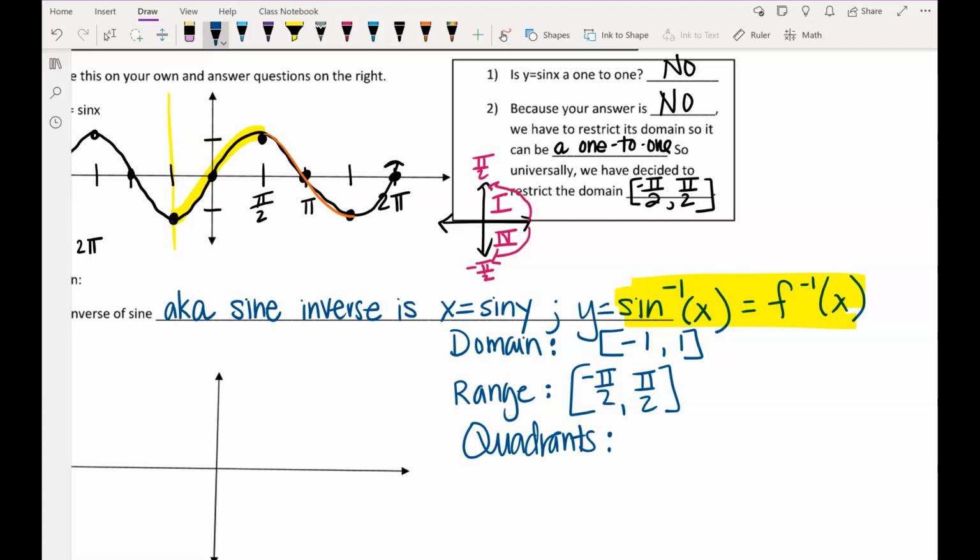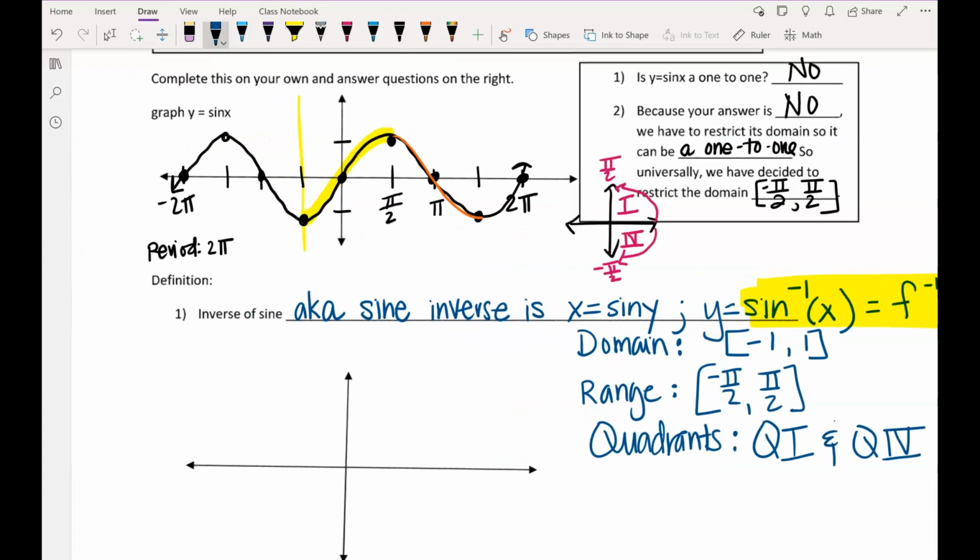We just wrote it above. What is it? 1 and 4. Now, students, sine in quad 1, what kind of answer would you get? All positive. Sine in quad 4, what kind of answer would you get? All negative. That's why we only use one of each, so as not to confuse. So we don't ever have to worry about what quadrant. There's only one quadrant for sine inverse that's negative and one quadrant for it being positive. Does that make sense? All right.